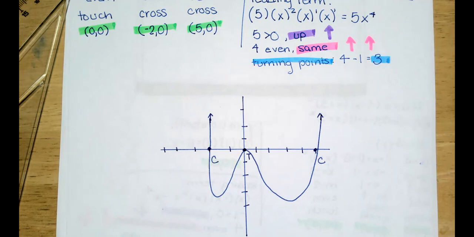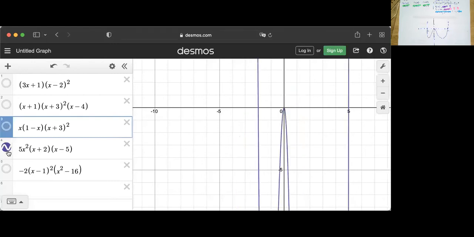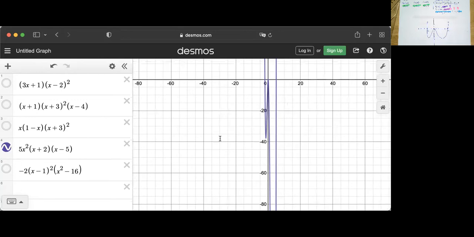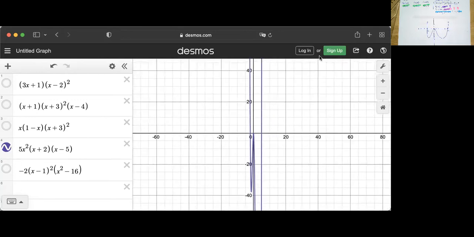Let's see what Desmos has. They cross at -2, touch at 0, cross at 5. It's very steep, steeper than mine, but we got all the points. We got the correct number of turning points, and we got the correct direction.